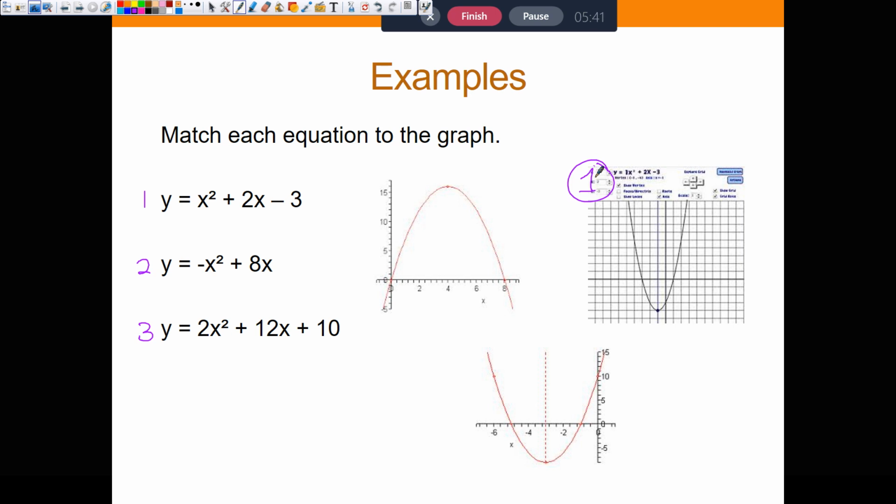Okay, let's look at our next one. Negative, so it means it's going to be opening down. So it has to be this one. It's the only one that's opening down. Okay, this one is at 2, and our y-intercept is 10, so this is 3.